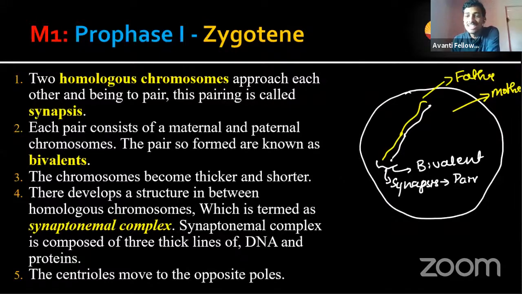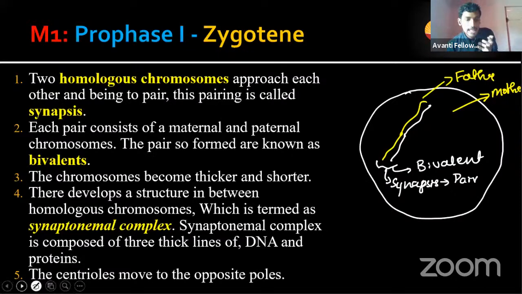So each pair, what is happening here? There are two chromosomes, that's why we call it a bivalent. In this particular stage, the chromosomes are becoming thicker and shorter. Remember, throughout the prophase condensation is continuing. With every step further the condensation is more, up to the metaphase.